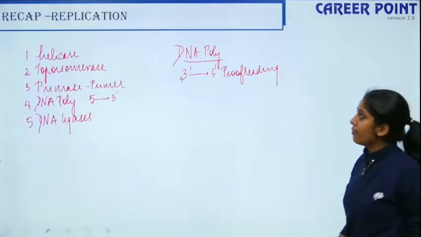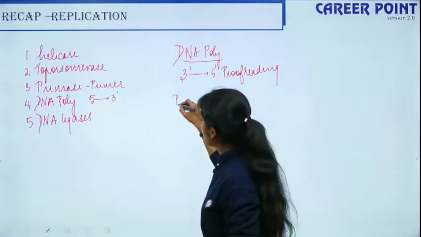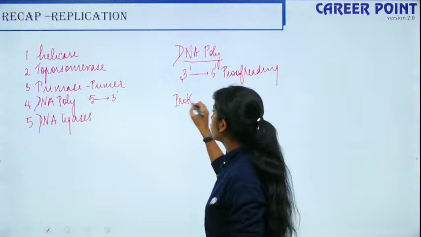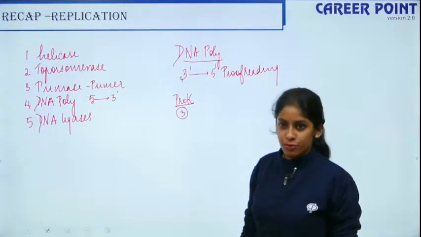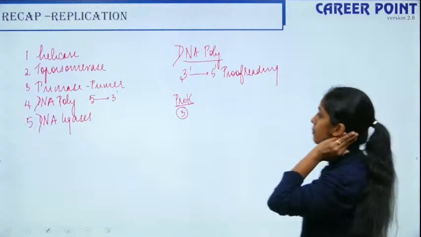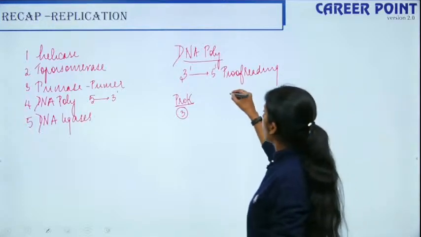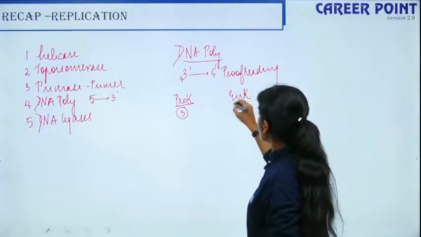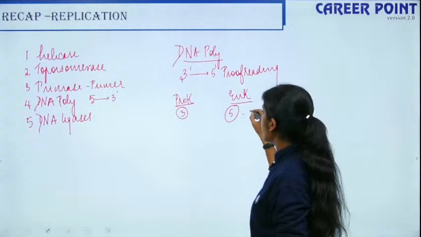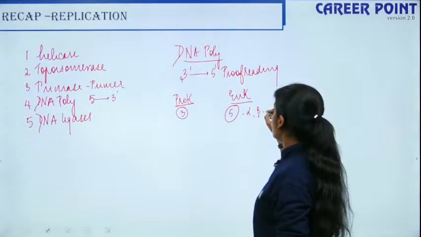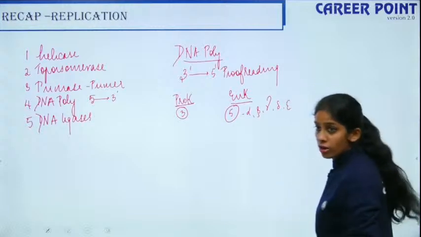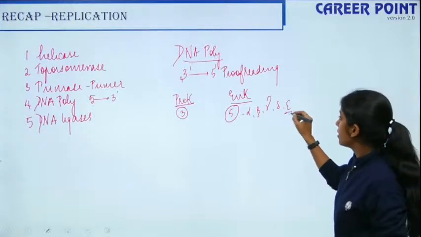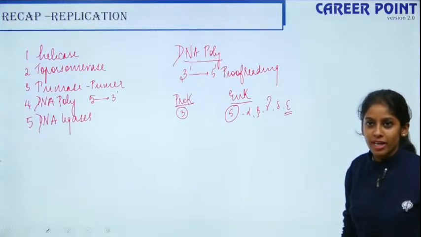Right? And the DNA polymerase, in case of your prokaryotes, it is of 3 types. DNA pol 1, 2 and 3, and pol 3 is used for the process of replication. And when you talk about your eukaryotes, you have 5 DNA polymerases, alpha, beta, gamma, delta, and then epsilon. So here epsilon is used for your DNA replication process.